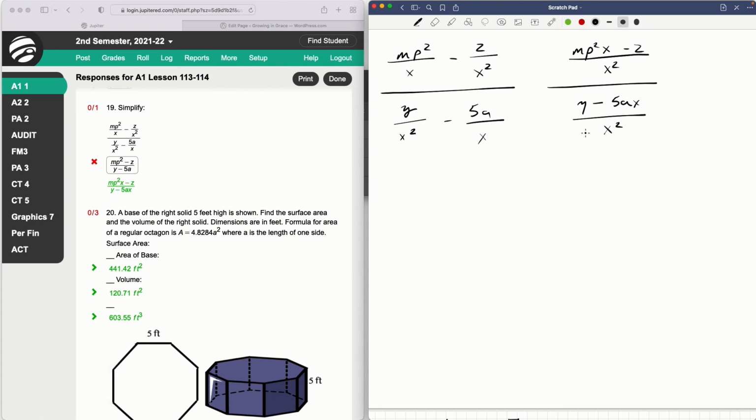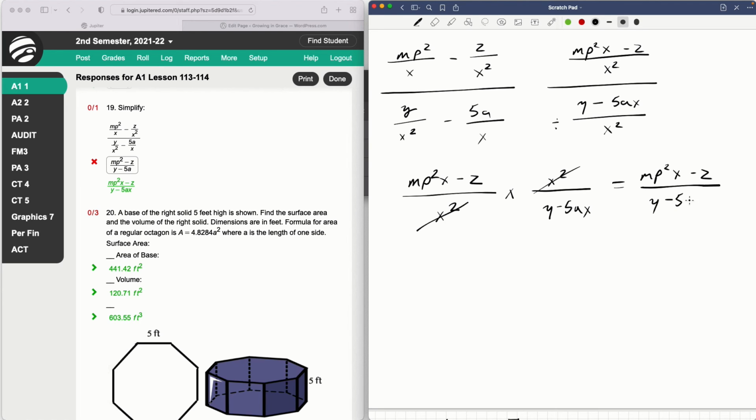So we're going to do mp squared x minus z over x squared. And instead of being divided by this, we're going to flip it and say multiplied by x squared over y minus 5ax. Now, this x squared cancels this x squared. We cannot cancel anything out of the operations, so it just ends up being mp2x minus z over y minus 5ax.